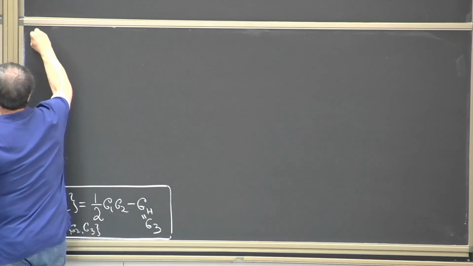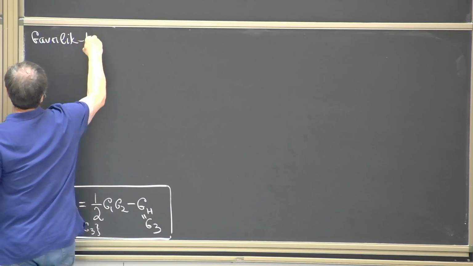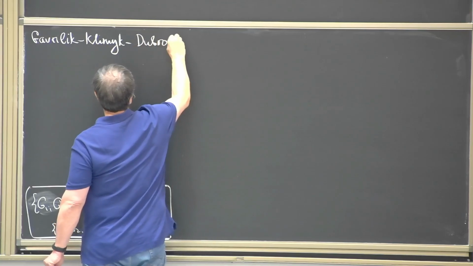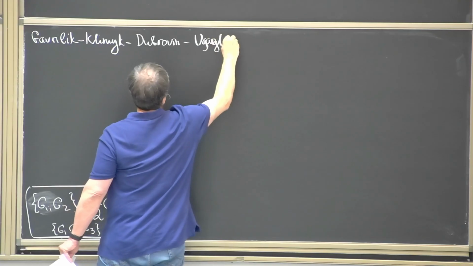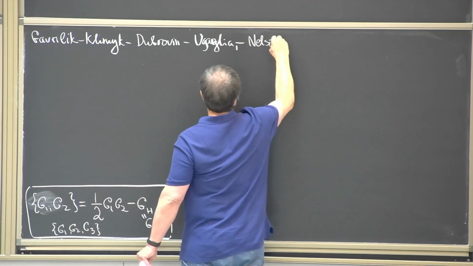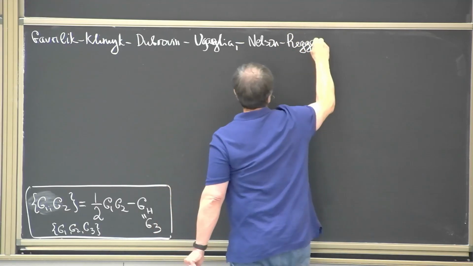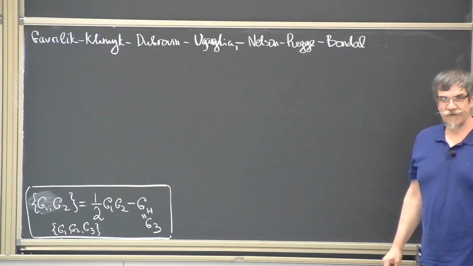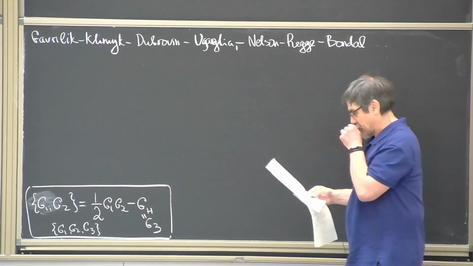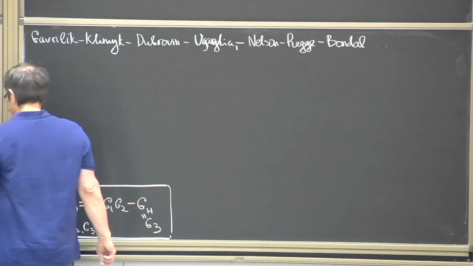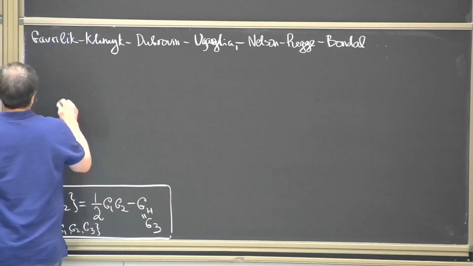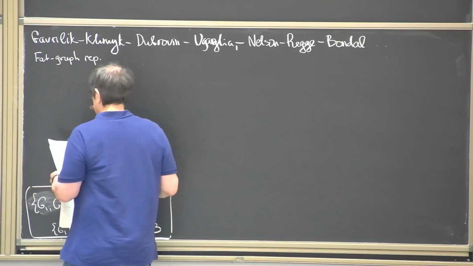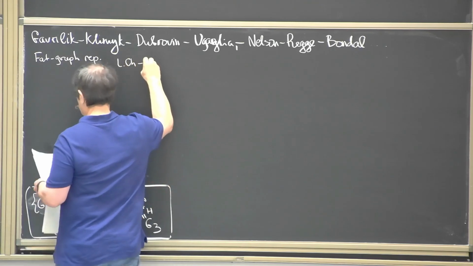But before that, this algebra has really many names. Probably the first were Gavrilik and Klimyk, but then there were Dubrovin, Ugaglia, Jeanette Nelson, Regge, Bondal, and, well, I'm running out of space. Maybe I have to add some more names, but just to mention that this algebra appears in many different ways. And with Volodya Fock, we were able to find the fat graph description, or fat graph representation, in our paper of 2000.